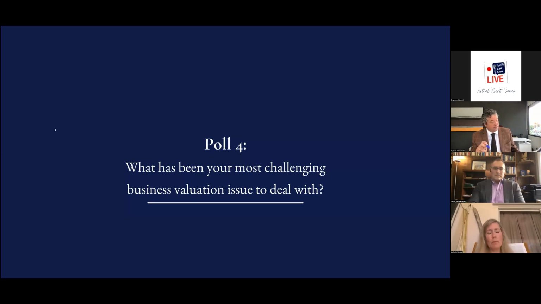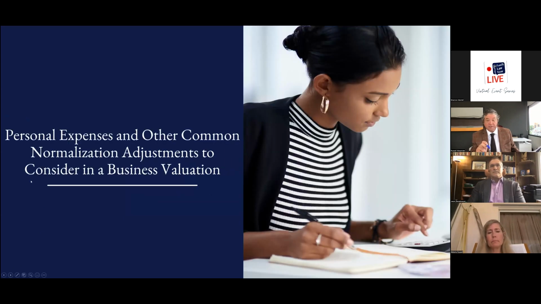All right, so other expenses and other common normalization adjustments to consider in a business valuation. Jason, can you take this one? Yeah, normalization adjustments. What are we talking about with normalization adjustments? So normalization adjustments are required when we're using a capitalized earnings or a capitalized cash flow income approach. Remember the approaches we talked about to valuing a business. And that's because in those valuation approaches, we're using the company's historical earnings, over the last 3 to 5 years, in order to predict or forecast what the company will continue to do going forward.